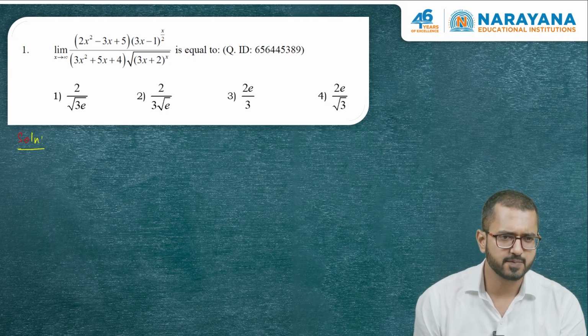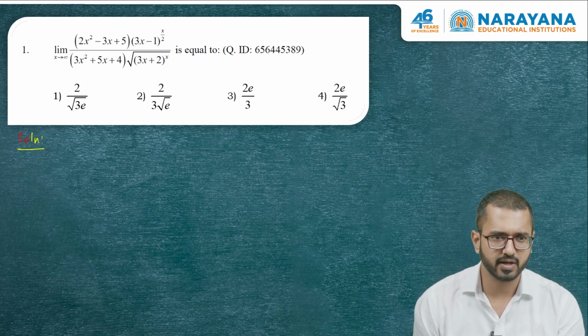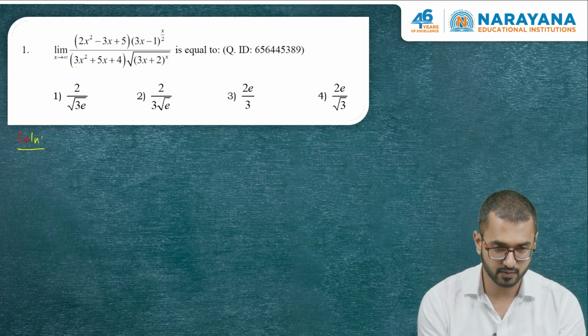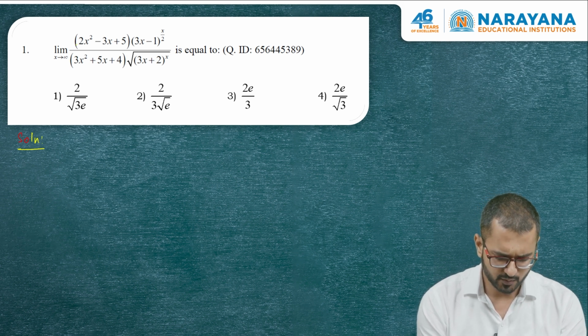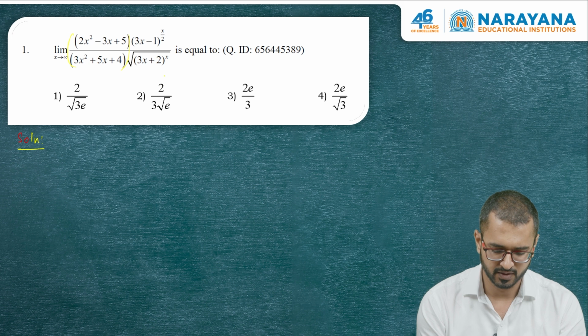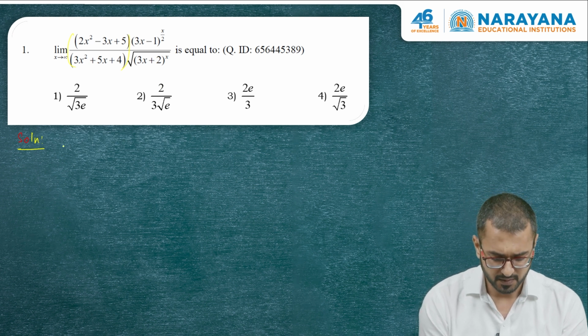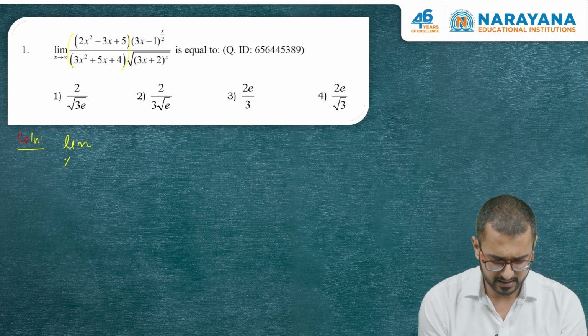If you look at the first part, limit x tends to infinity, (2x² − 3x + 5) over (3x² + 5x + 4). This part has no problem with infinity because that limit is finite and it exists. So we don't have to worry about the first part. We are concerned only about the second part, so in the second part we'll simply adjust it like this.